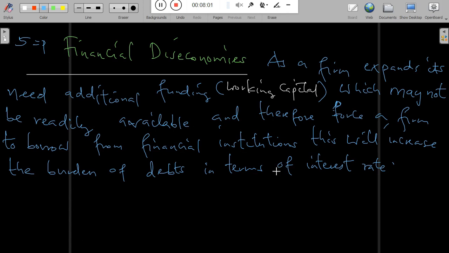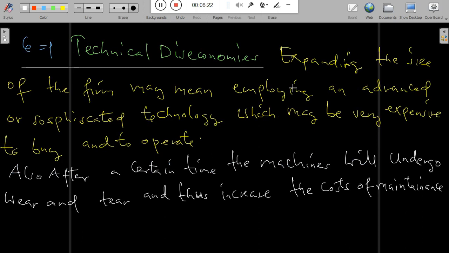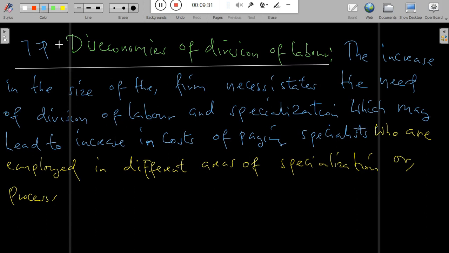Apart from financial diseconomies, we have another diseconomy of scale known as technical diseconomies. What is known as technical diseconomies is that when the firm expands the size of production, it may mean now employing advanced or sophisticated technology, which may be very expensive to buy and to operate. Also, after a certain time, the machines will undergo wear and tear, and thus increase the cost of maintenance. So most of the large sophisticated technology that is employed will wear out in the long run. So there will be another cost incurred on repairing them.